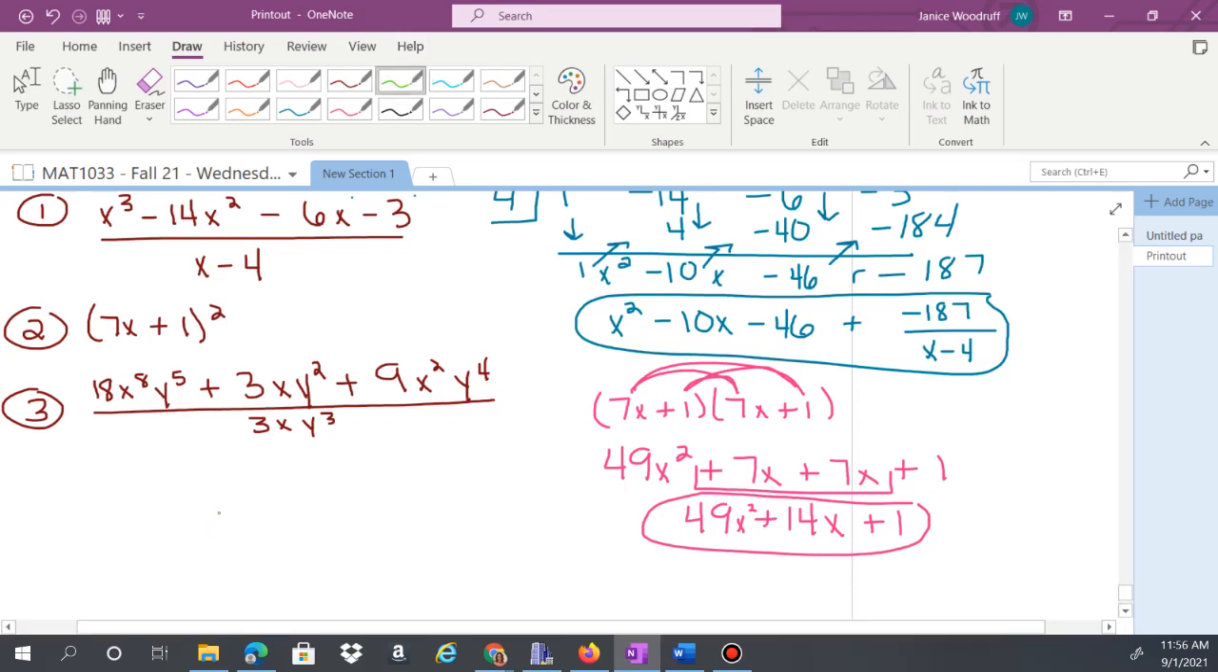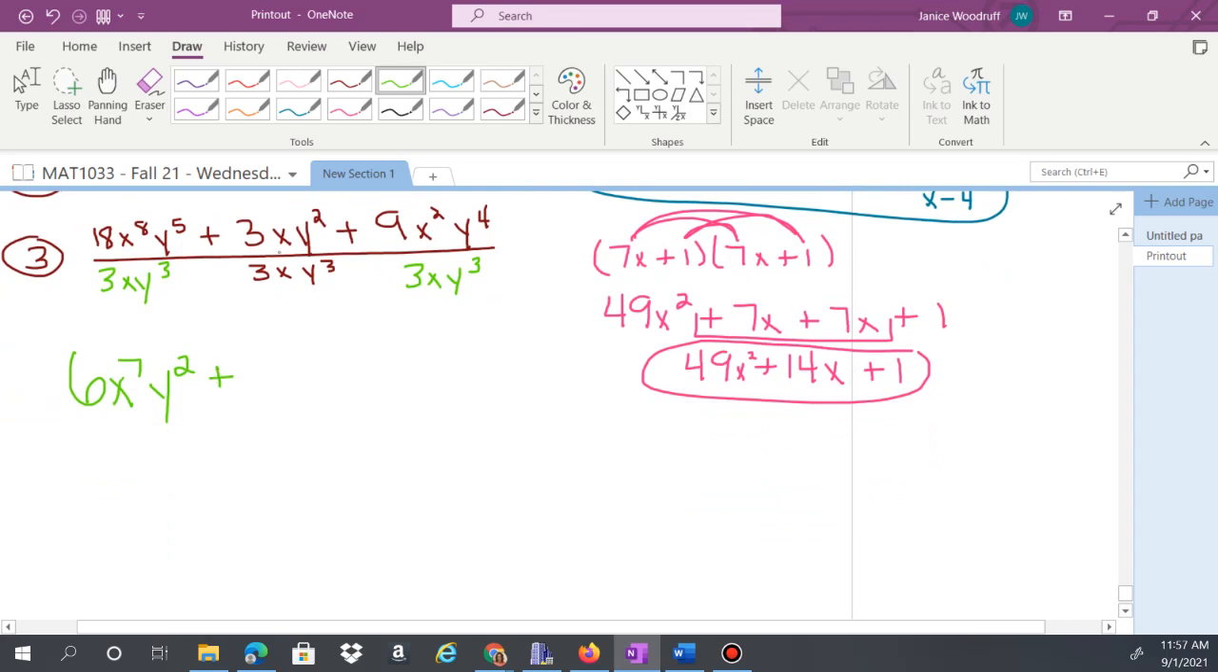All right, and then number 3, I have a monomial in the denominator. So that means I'm going to divide each term by this 3xy cubed. So I wrote it right in the middle, so I'm just going to add another one underneath each of the terms here. And then for each term, I'm going to divide the numbers, subtract the exponents. So I'm going to go 18 divided by 3 gives me 6. And then I have x to the 8 minus 1 gives me x to the 7th. And then y to the 5 minus 3 will give me y squared.